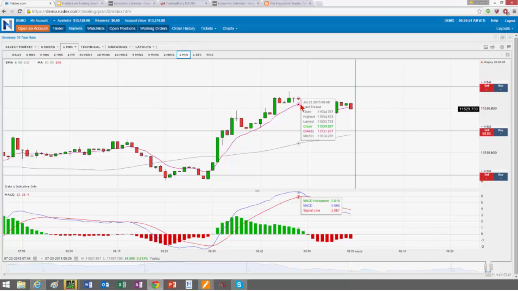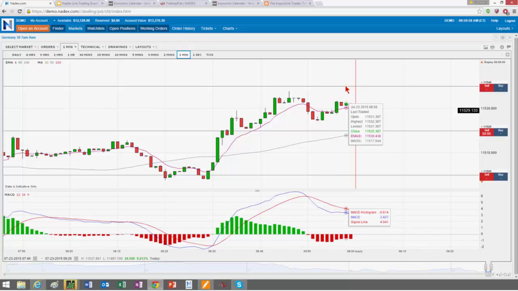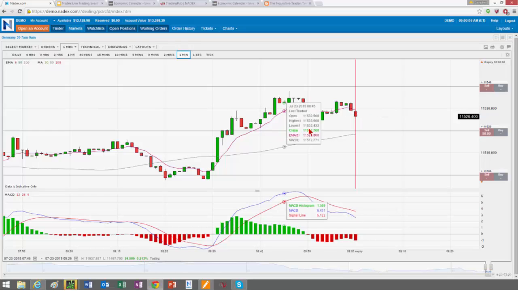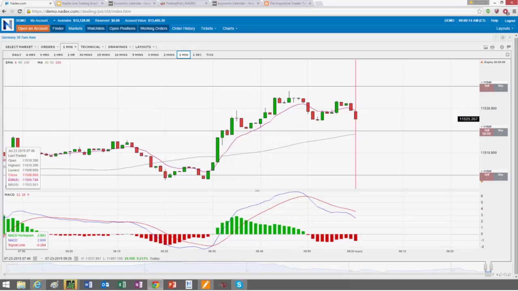$11, $10, $9, $8. By the way, one thing when you're trading the DAX or the FTSE with Nadex: these trades can take 15 minutes to settle. The U.S. markets settle immediately. The FTSE and the DAX take 15 minutes. So if you see that your trade expired in the money, but now it's dropping.